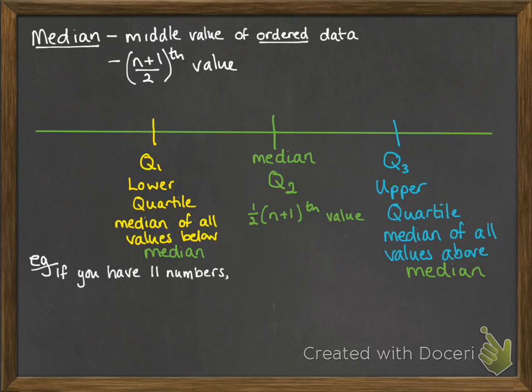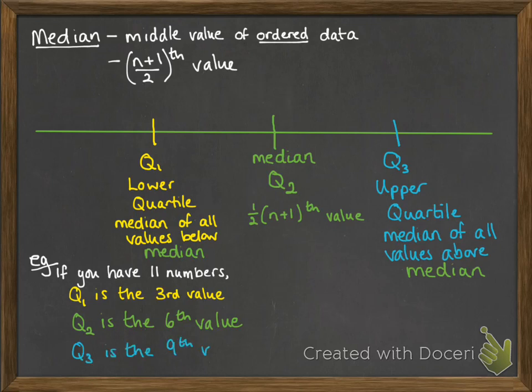So if we had 11 numbers, Q1 would be the third value, Q2 is the sixth value, and Q3 is the ninth value. And you can just picture that or draw a little sketch next to you now of 11 dots in a line. You take out the sixth one as the median. You've got 5 on either side. So then on the lower half, the third one would be the median of those 5, and on the upper half, the ninth would give you the median of the top 5.